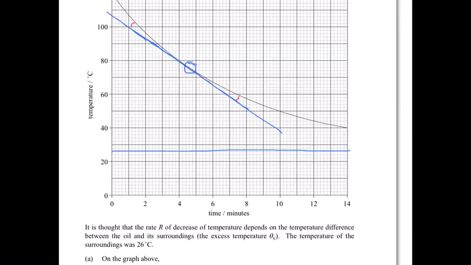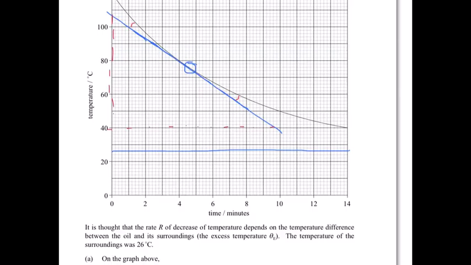You then need to calculate the gradient of that line by doing rise over run, or y2 minus y1 over x2 minus x1. Use the largest triangle possible. That ensures that you improve the accuracy of your gradient.